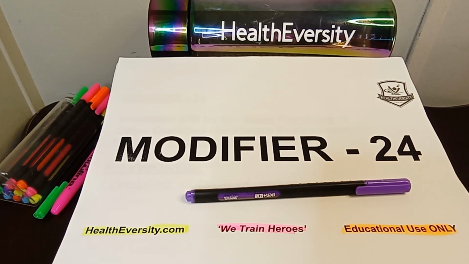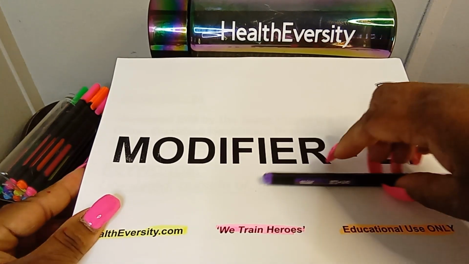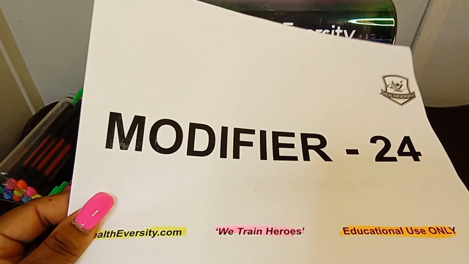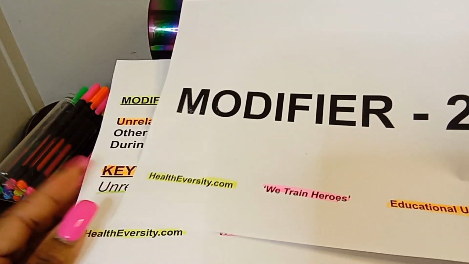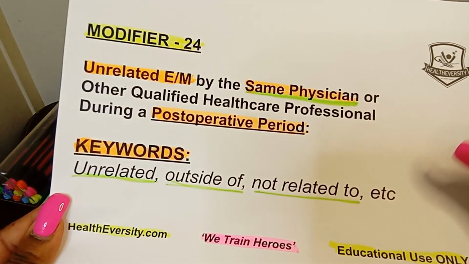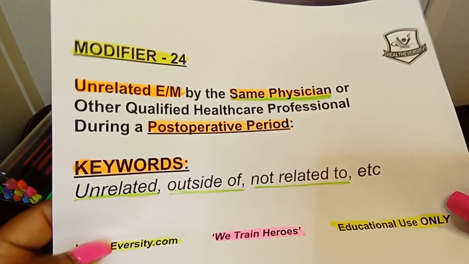We will be focusing on modifier 24 for the CPC exam. So let's jump right into it. Modifier 24, which is used with CPT codes. Now, let's look at these highlighted terms.